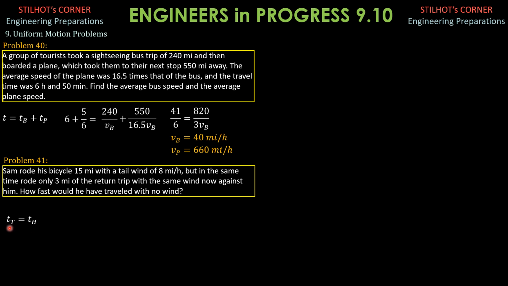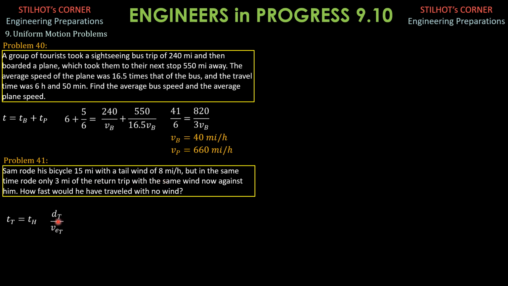Time with the tailwind is equal to time with the headwind. And time with the tailwind is distance over effective speed or effective rate. The effective rate is the speed of Sam with no wind plus the tailwind, which is 8 miles per hour. So it is equal to 15, the distance, divided by v plus 8.